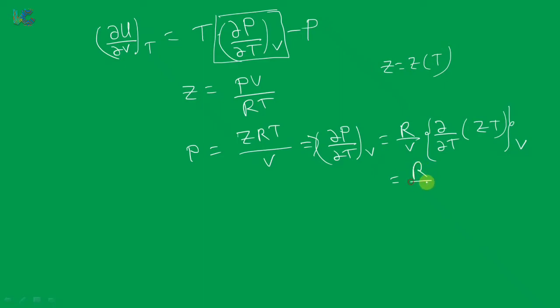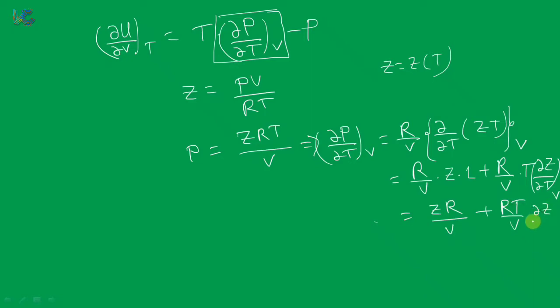Okay. So R by V. In the first place you keep Z as constant, then do the derivative of T with respect to T. That means it will be 1, plus R by V, and you keep the constant as T. Then you do the derivative of Z with respect to T. That means you have del Z del T at constant V. Okay. So you are getting Z R by V plus R by V times RT by V into del Z del T at constant V. This you are getting. So del P del T at constant V is equal to this.